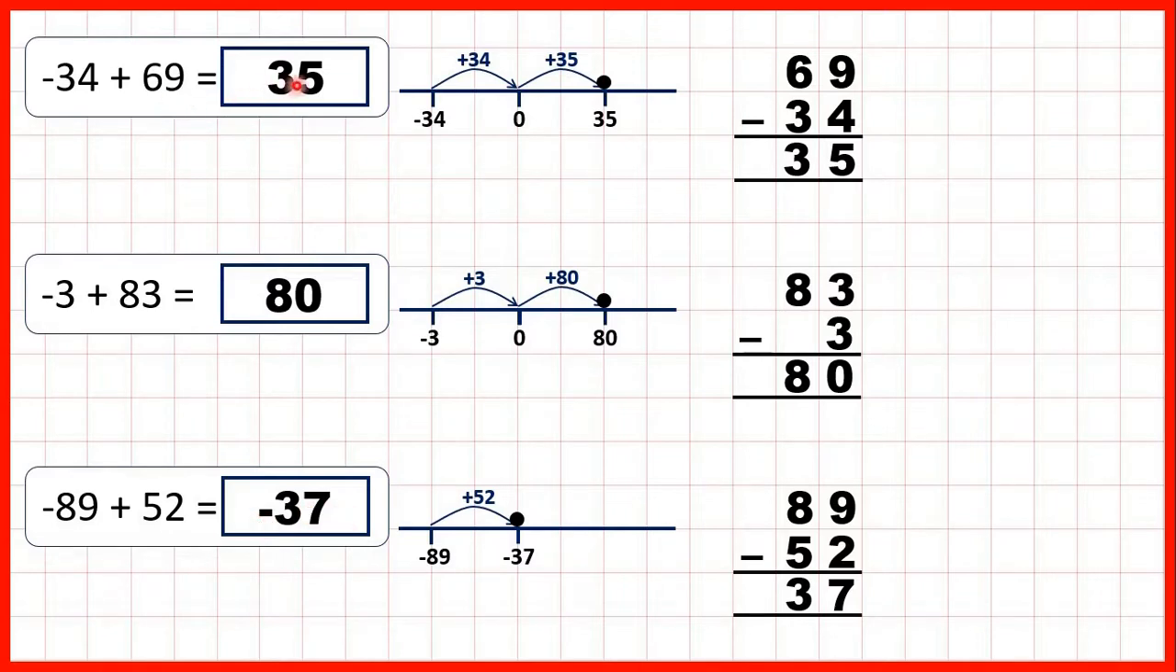Notice 35 is the answer to 69 minus 34. 80 is the answer to 83 minus 3. And though we've not shown it here, minus 37 is the answer to 52 minus 89. We did 89 minus 52 and put a negative sign in front of our answer because we saw that 52 was less than 89, so we knew that our answer would be negative.